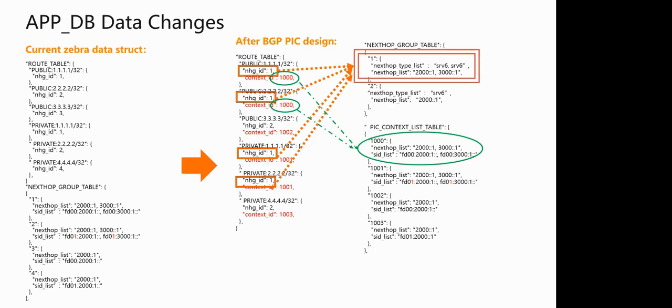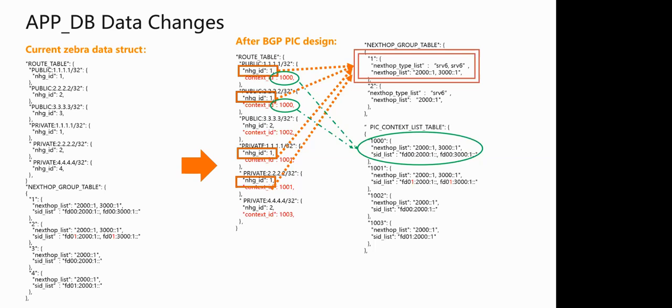After this division, the meaning of the next hop group table is to specify the outgoing direction for the traffic. The PIC context list table now represents the encapsulation of the outgoing packets with SIDs.